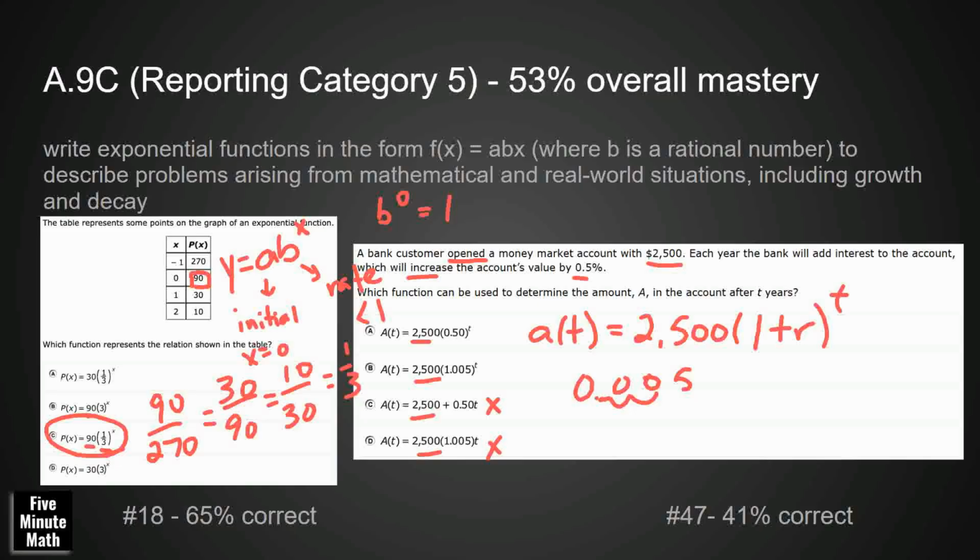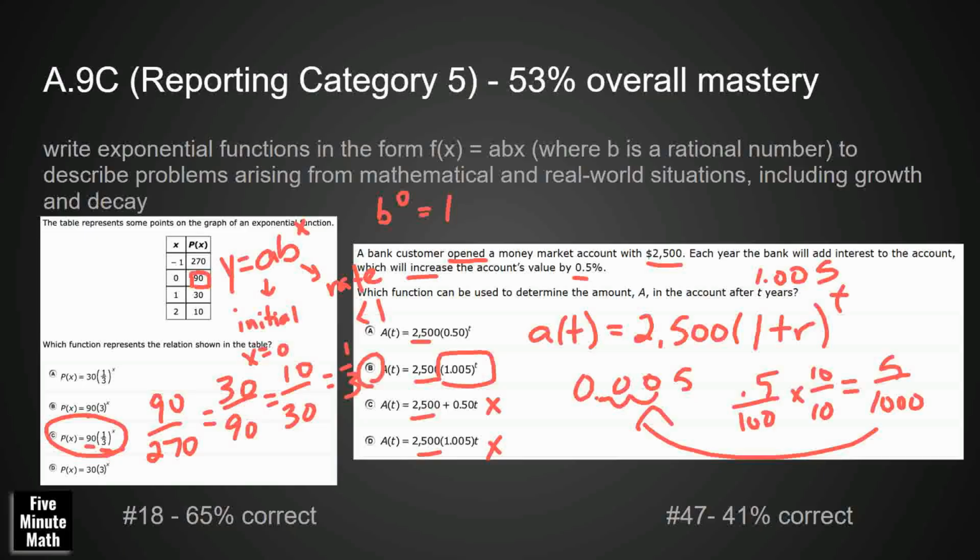0.005. So 0.5% is the same as 5 thousandths, because this is the same as 0.5 over 100. So if you multiply by tens, you're going to get 5 thousandths, which is what we got right here. Now we're going to add that to 1 because that 1 keeps the initial deposit there. And so we're going to end up with 1.005. And so we get this as B as our correct answer.